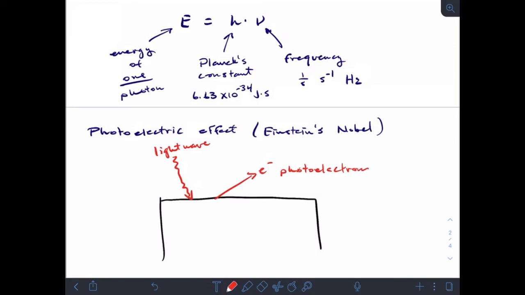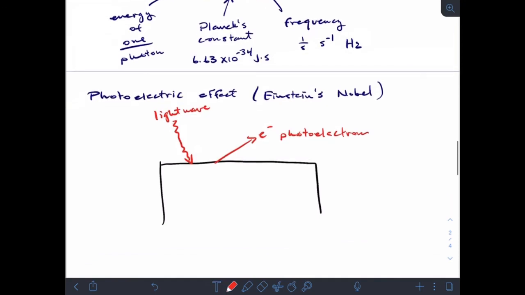Okay, and so they knew that this was happening, but they were having a hard time explaining it. And that's where Einstein's work, and hence his Nobel Prize, came in. If light was simply a wave, why is it causing pieces of the metal, essentially, to be ejected? That should only happen if light were behaving like a particle.